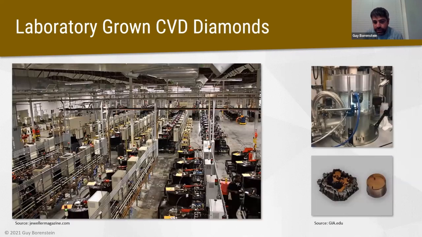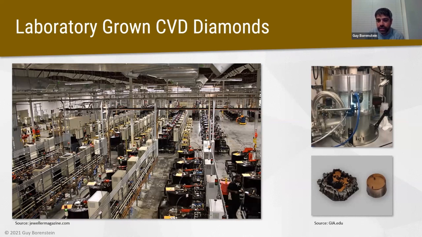This is a factory in the US for CVD. Again, just look at the number of the machines and remember that every machine can run even 100 seeds at a time. The process here is a bit slower compared to HPHT. It takes something like 2 to 3 weeks to grow the 1 carat rough. But again, you can grow 100 in one machine.